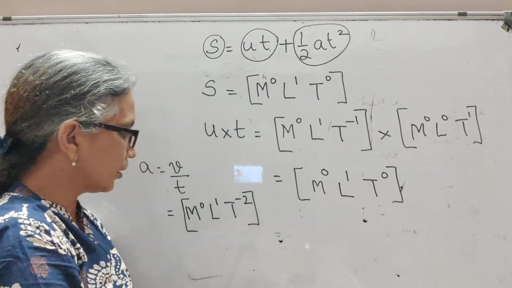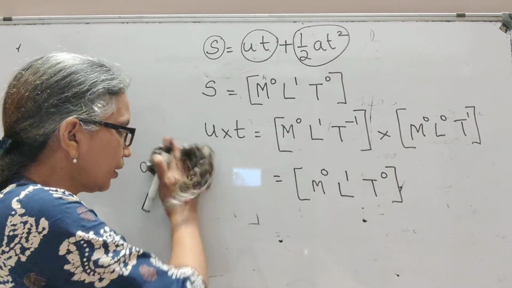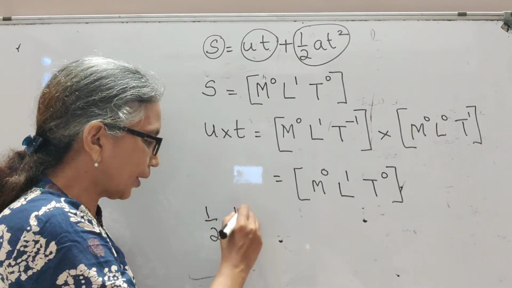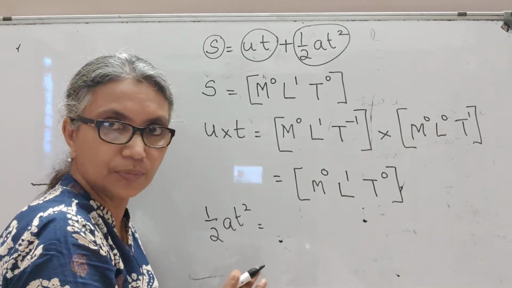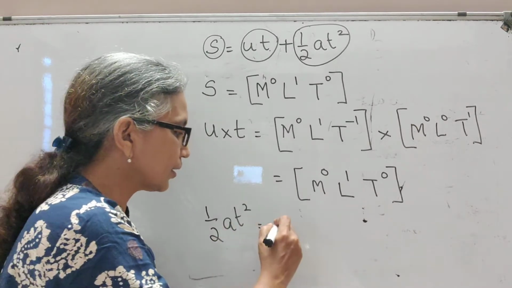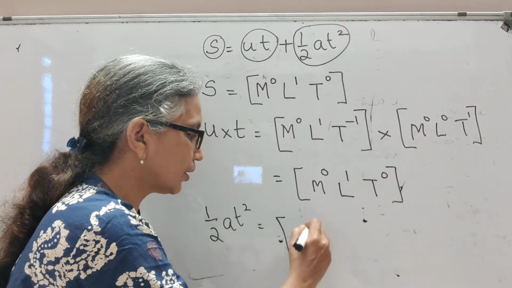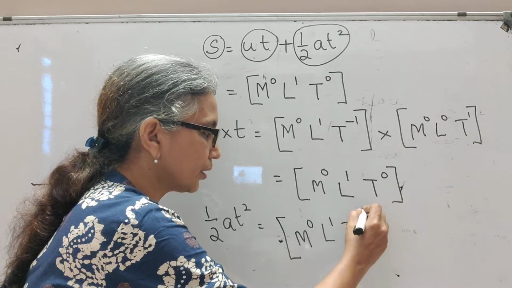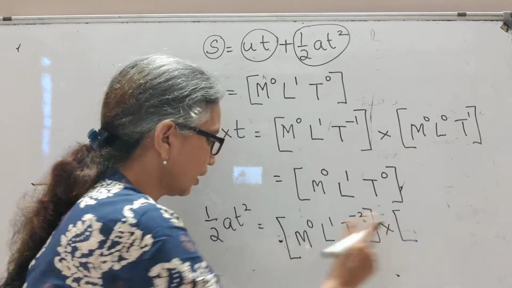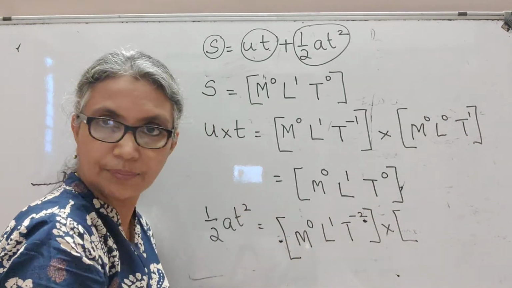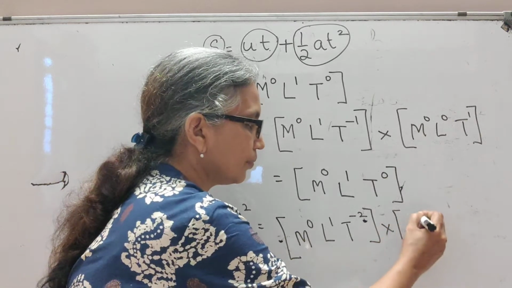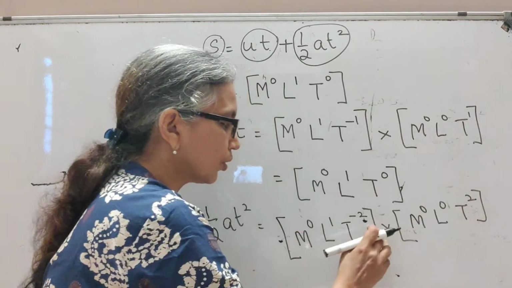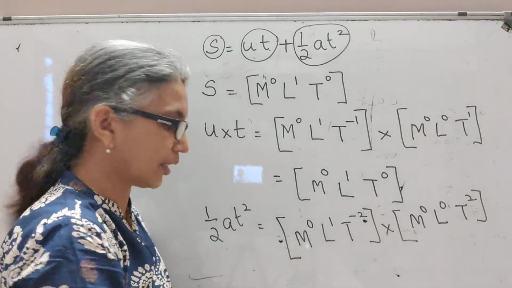I'm going to use that here for our ½at². The third term is ½at², and you ignore the half because it does not have dimensions. Acceleration, we just found out, is M⁰ L¹ T⁻², multiplied by time square. For time square, the base quantity is only time, so M⁰ L⁰ T². Now we're going to multiply this, which means the powers will get added up.